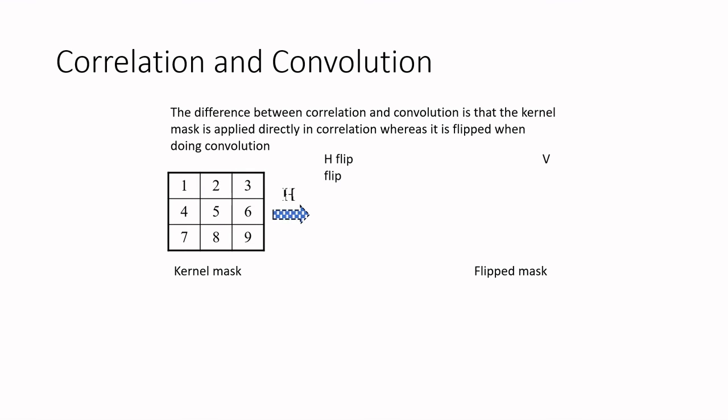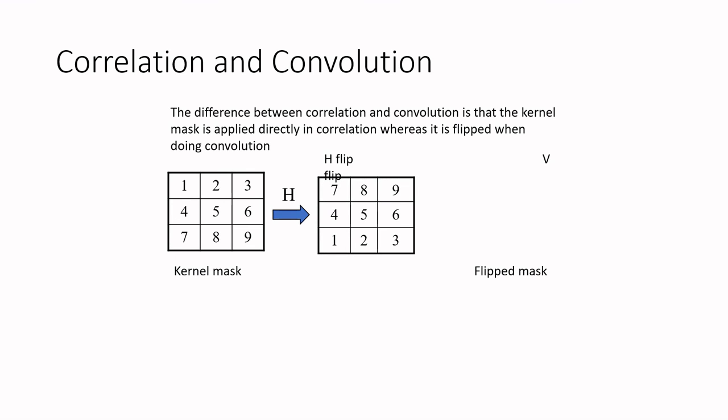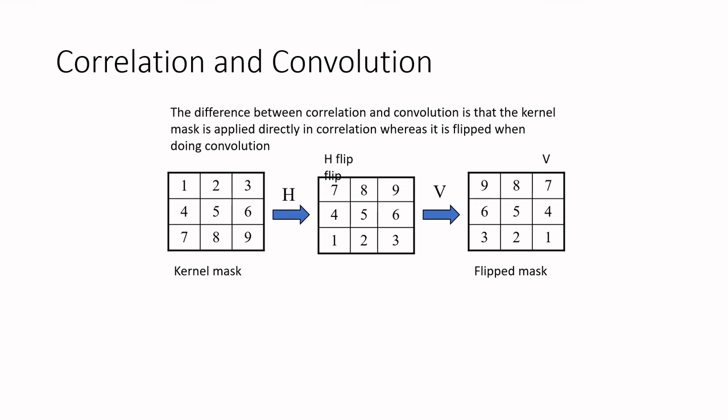The difference between correlation and convolution is that the kernel mask is applied directly in correlation, while in the case of convolution, the mask is flipped. So if this was the kernel mask, this will be applied directly as it is if you were performing the correlation operation. But if you were to do the convolution, then this will be flipped horizontally and flipped vertically. And this is the mask then that will be used for convolution.